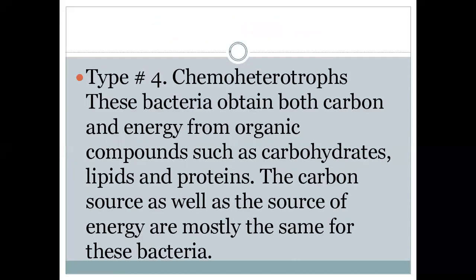The last category is chemoheterotrophs. These chemoheterotrophs obtain both carbon and energy from organic compounds such as carbohydrates, lipids, and proteins. The carbon source as well as the source of energy are mostly the same for these bacteria. The term itself shows they are utilizing chemicals and cannot synthesize their own food. Definitely, they are pathogens.